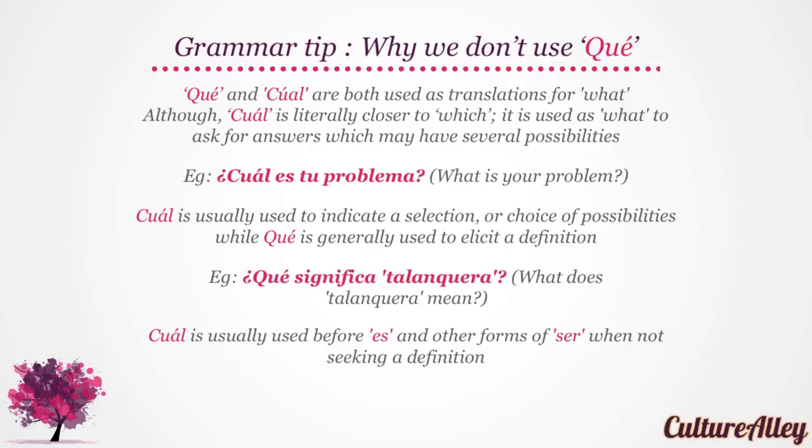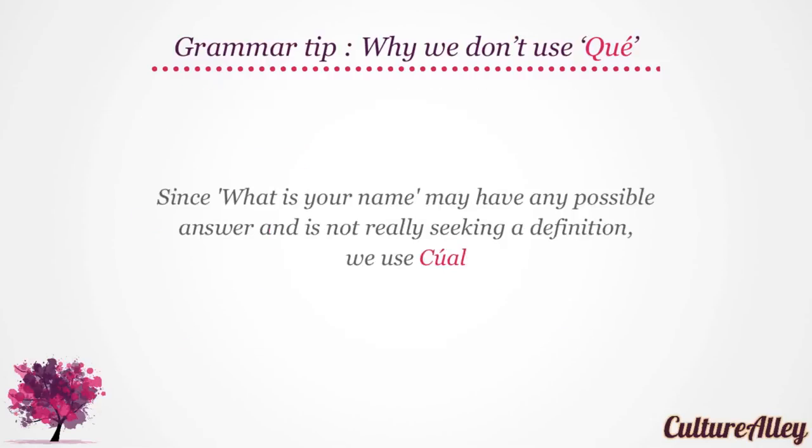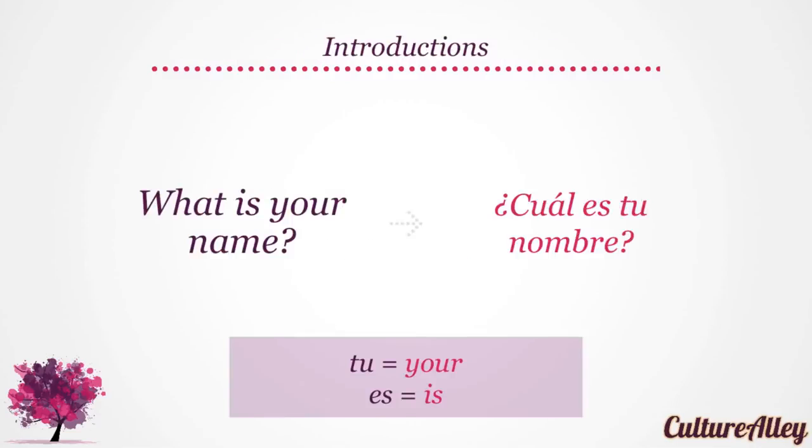Cuál is usually used before es and other forms of ser when not seeking a definition. Since what is your name may have any possible answer and is not really seeking a definition, we use cuál. So our question, what is your name, now translates to ¿Cuál es tu nombre? Where tu means your and es means is. Try that again, please. ¿Cuál es tu nombre?